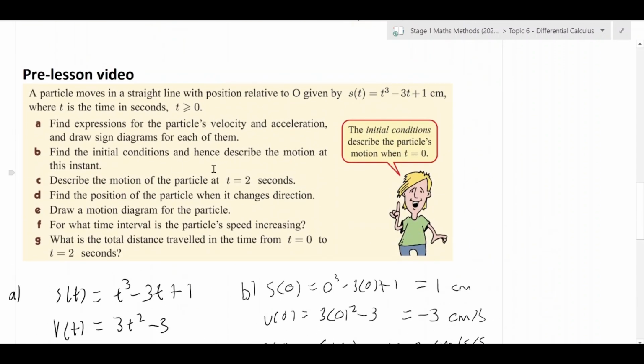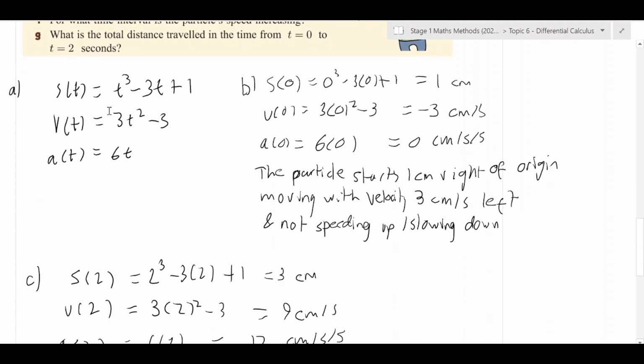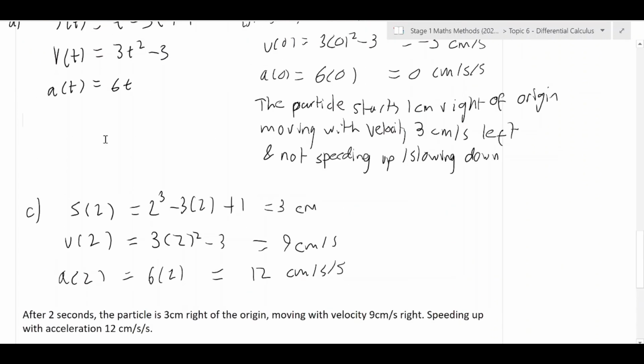Now, it wouldn't hurt to have sign diagrams of everything, although I actually missed that in part A. Sign diagrams of each term. So I might actually just squeeze these in here. This is why it's important to read your questions.